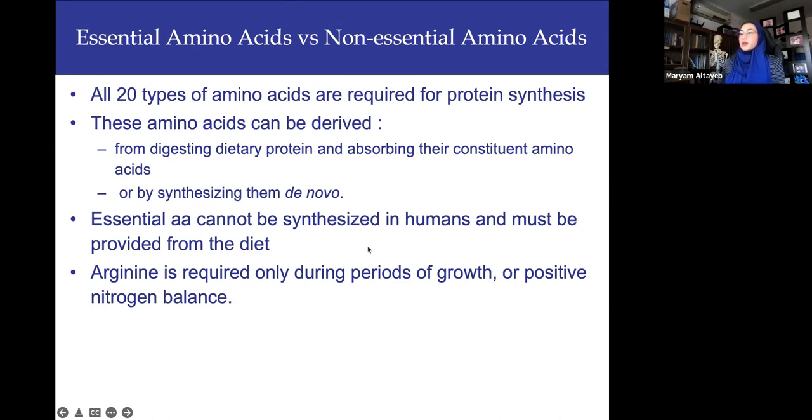Okay. The only exception is that arginine can be required during specific periods of growth or positive nitrogen balance, such as pregnancy. And just remember from the other lecture, arginine can be supplemented as well in some urea cycle defects. Okay.